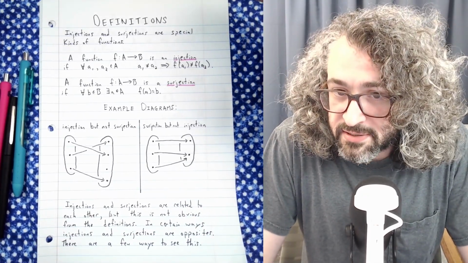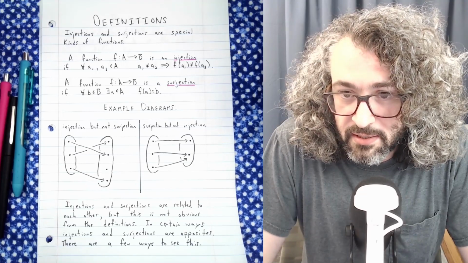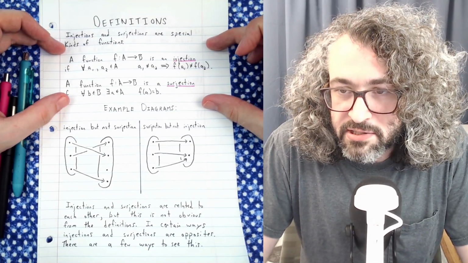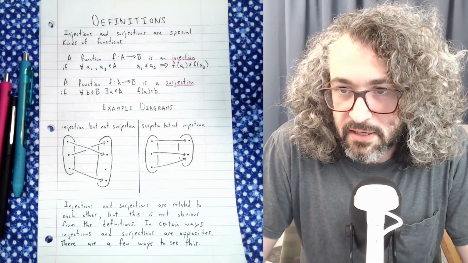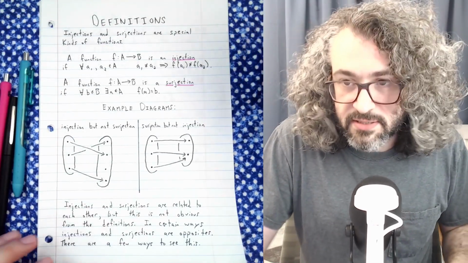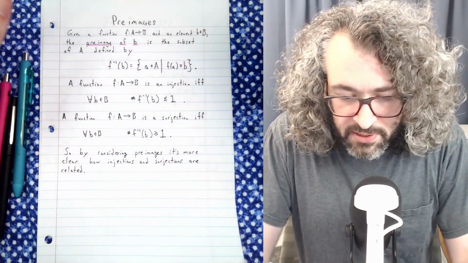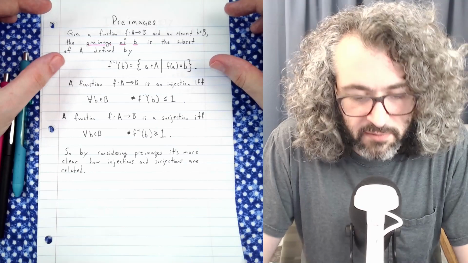Injections and surjections are related to each other, but when you just look at the definitions, that's not so obvious. They're actually kind of opposite concepts, and there's a few different ways to try to explain how that is. So first thing I want to do is talk about preimages.